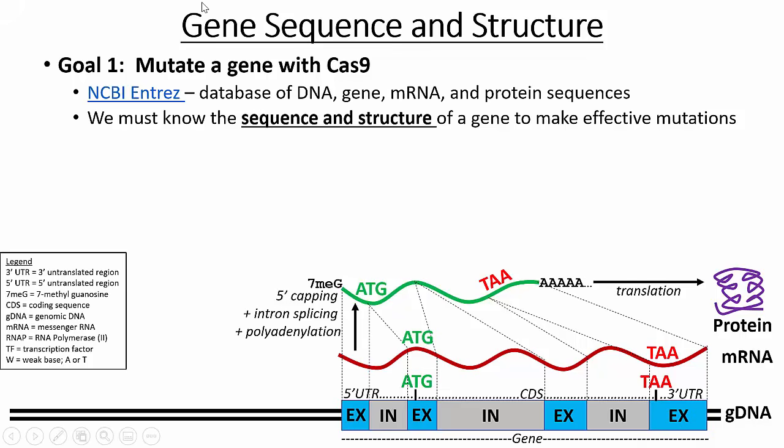We can get all of this information about the gene from this database right here called NCBI Entrez. So I'll show you how to use that in a few minutes here. But overall, you can see that it's very important that we know these things about the gene before we start to design mutations or gRNAs to be used with Cas9.